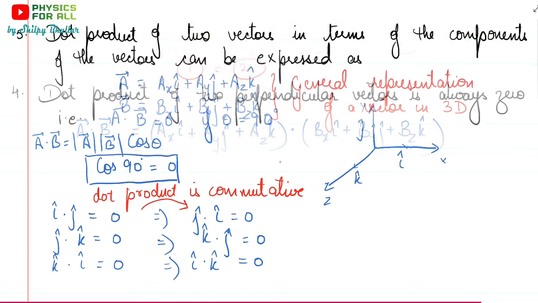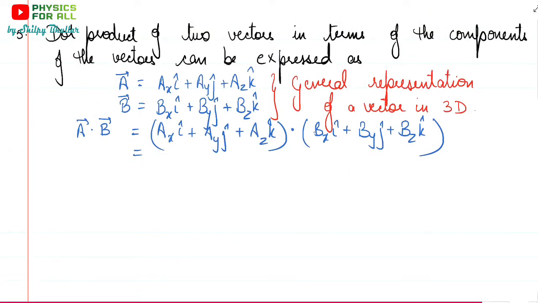And that's why i cap will only interact with i cap, j cap will only interact with j cap, and k cap will only interact with k cap. Why? Because if i interacts with j, we know there is a dot product, so i cap dot j cap is 0, j cap dot k cap is 0, and k cap dot i cap is 0. So all we are left with is ax bx plus ay by plus az bz.